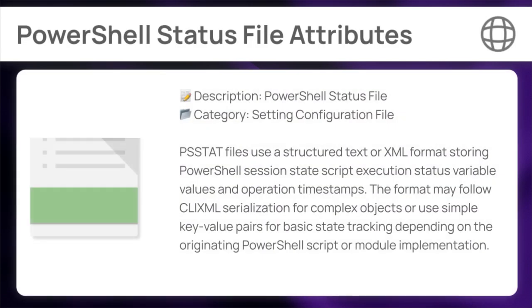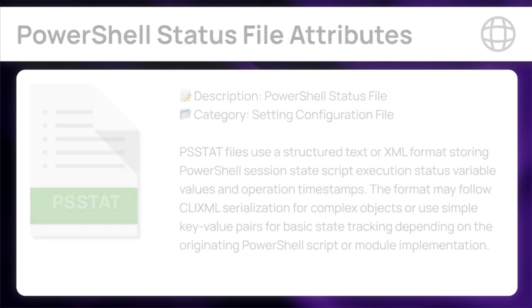PSSTAT files use a structured text or XML format, storing PowerShell session state, script execution status, variable values, and operation timestamps. The format may follow CLXML serialization for complex objects or use simple key-value pairs for basic state tracking, depending on the originating PowerShell script or module implementation.